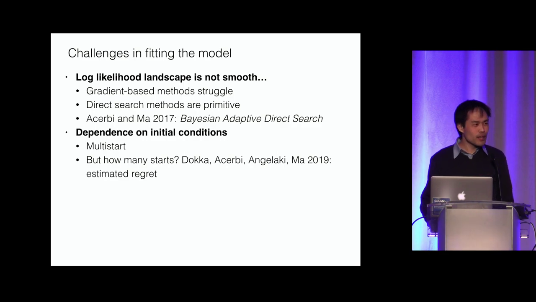The third problem that we have to deal with is a dependence on initial conditions, so you have to start with new sets of parameters every time to avoid getting stuck in local minima, even with a sophisticated method. And then how many starts do you choose? 3, 5, 10, 100? We are starting to think about that, and there's a hint of a solution in this paper that we published last year. Close parentheses, wake up again.